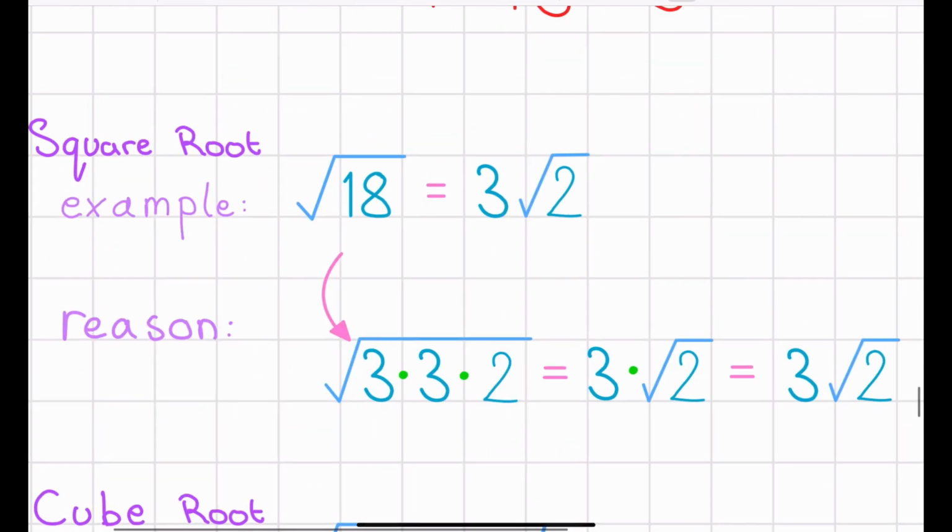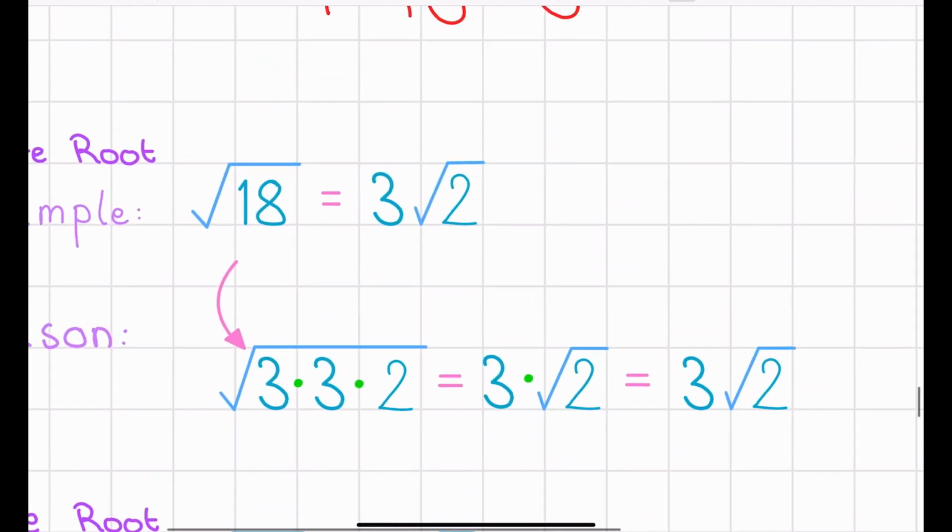So let's begin with a square root. This will be written in the form of 3 times root 2. Now how did I get there? I first split 18 up into its prime factors. So instead of writing 18, I said it's the same thing as 3 times 3 times 2.